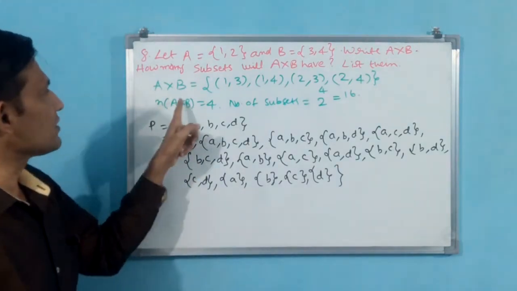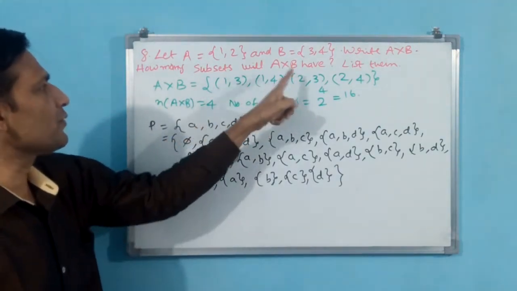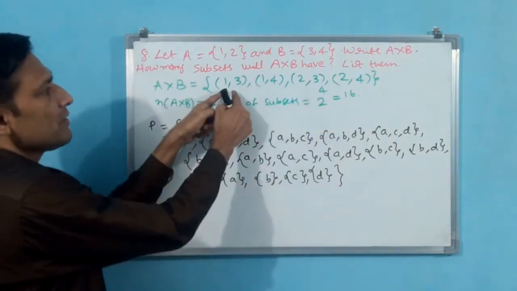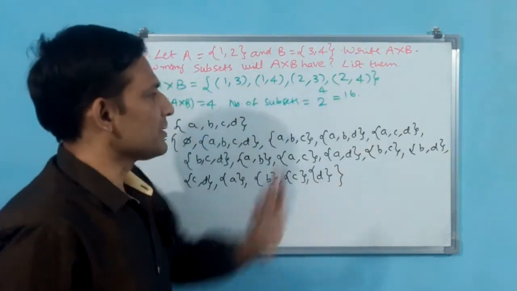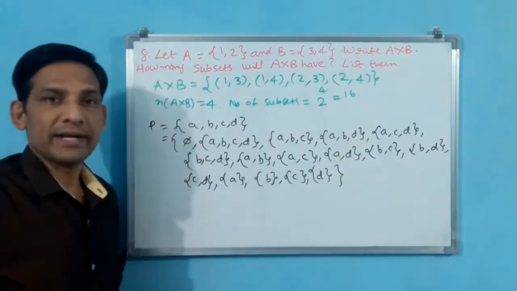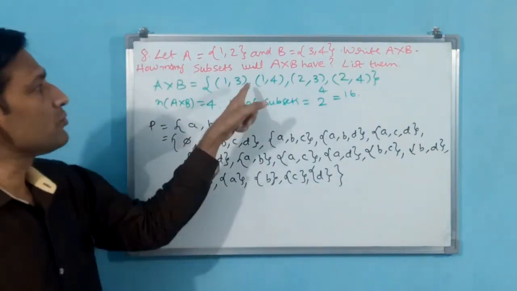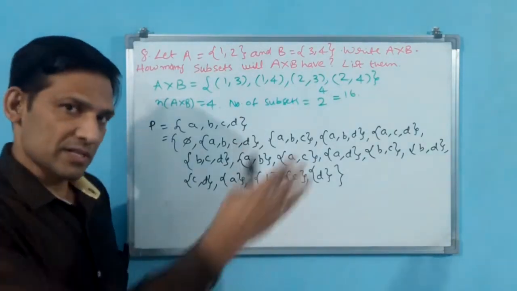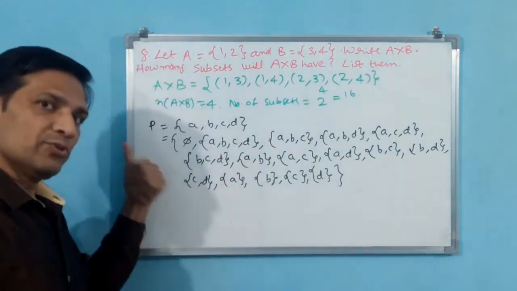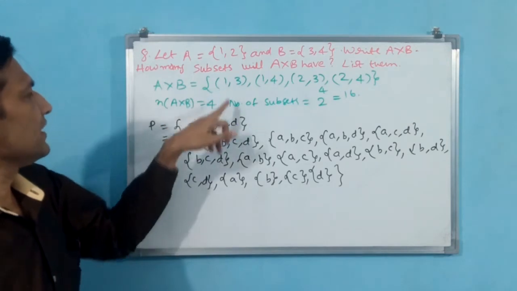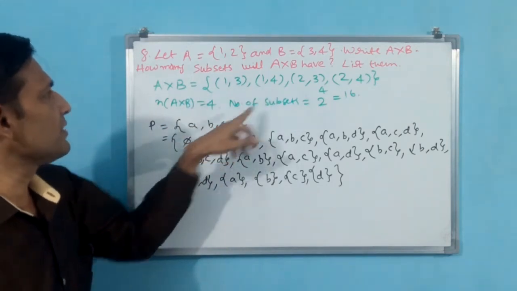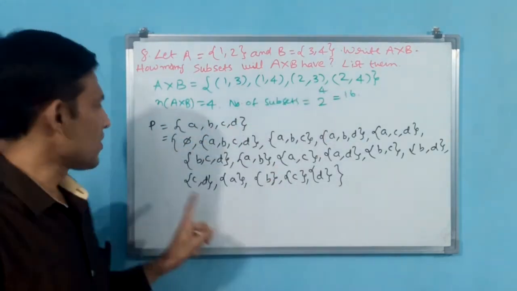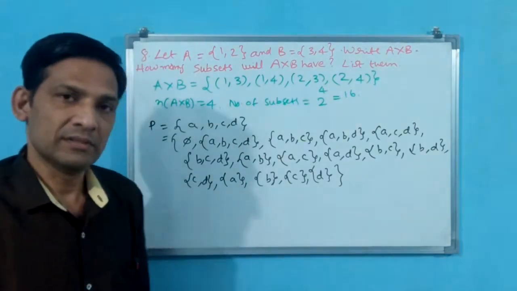Now here A cross B is equal to 1 3, 1 4, 2 3, 2 4. This is one element. This is one element. This is one element. This is one element. Like this you have to write. If you are not able to write, then write it in the rough page in the examination. By seeing this you can write. Why? Because here A means 1 3, B means 1 4, C means 2 3, D means 2 4. All you have to repeat like this only.